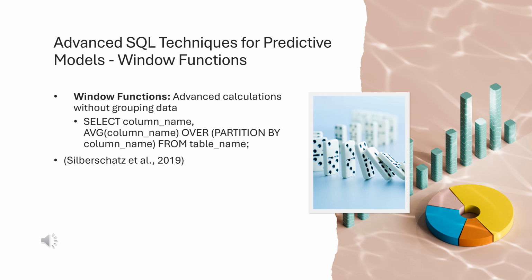Beyond basic data pre-processing, SQL can be used for more advanced tasks. One technique is using window functions for advanced calculations without grouping the data. Window functions allow us to perform calculations across a set of table rows that are somehow related to the current row. This can be useful for computing running totals, moving averages, and other cumulative calculations.